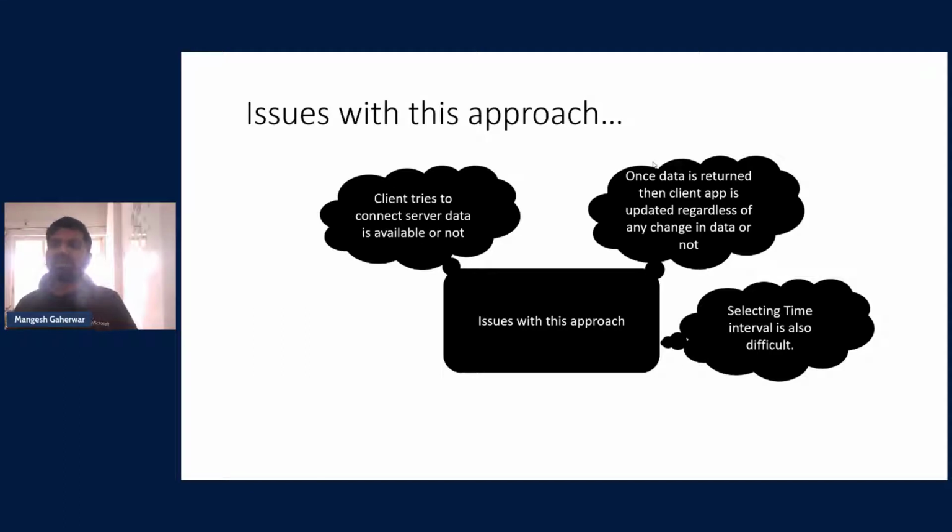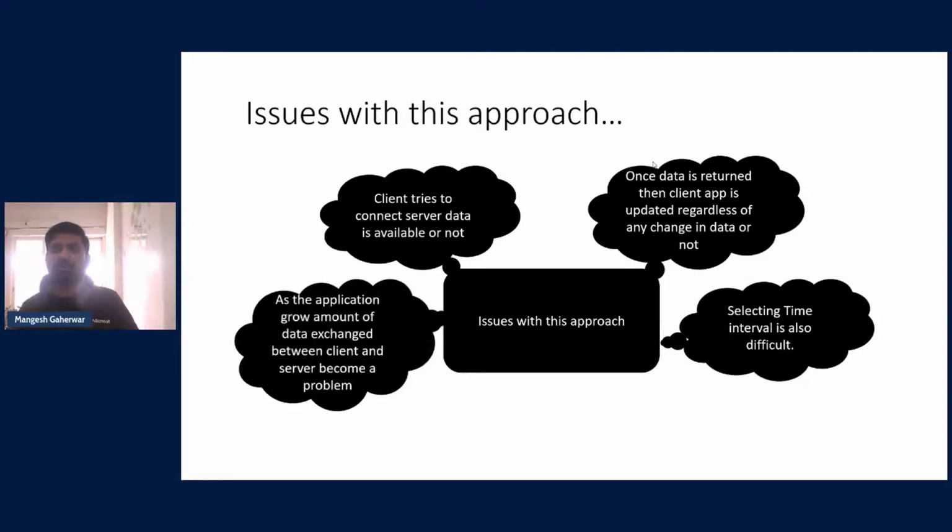The third one is selecting the time interval. Selecting the time interval is another hurdle while following this approach. We cannot say what would be the exact or proper time interval in which we can poll the server. So in some cases we will either keep on excessively calling the server, or we will miss that interval and will not be able to show proper data to the client.